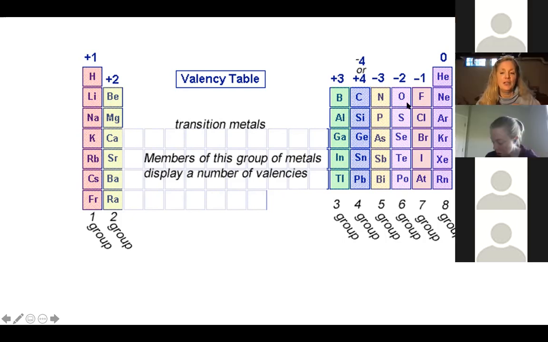So you'll see oxygen is one of these atoms. Yes, Sarah. Sarah, you raise your hand. Trying to get her to unmute. Sarah, I can't unmute you. Well, we'll move on.